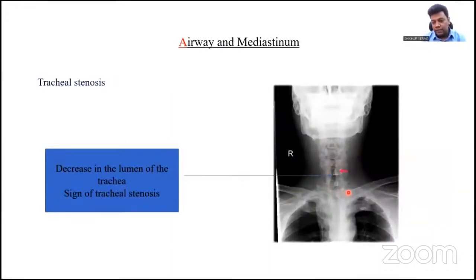This is an AP view of the neck showing tracheal stenosis. You can see that there is a decrease in the lumen or the caliber of the trachea here. So this is nothing but a sign of tracheal stenosis. The lumen is normal here, the lumen is normal here, but there is a constriction here, which is nothing but tracheal stenosis.